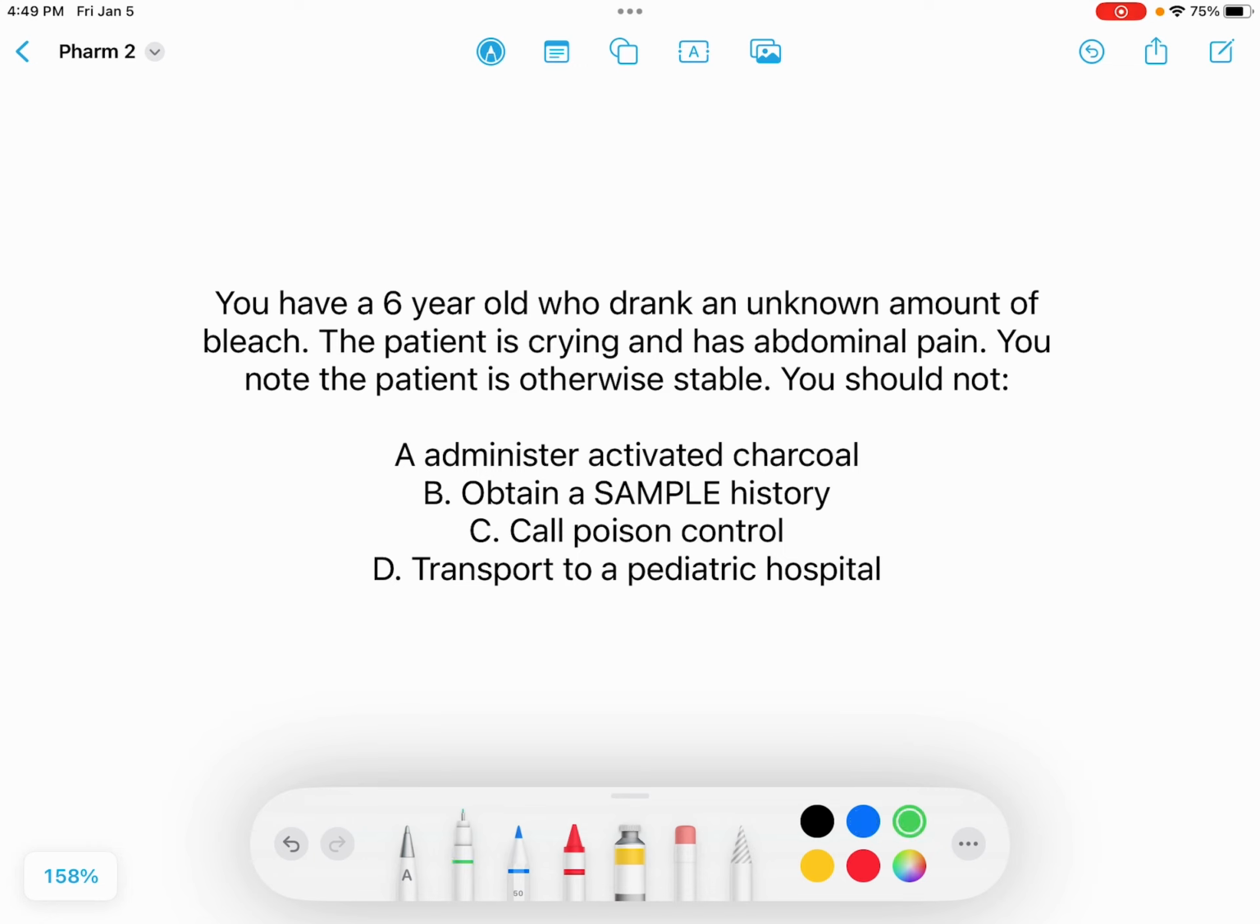All right. Last question here. You have a 20-year-old patient who is apneic, unresponsive, has a carotid pulse, and is pale, cool, clammy. Which of the following medications would be indicated in this patient?